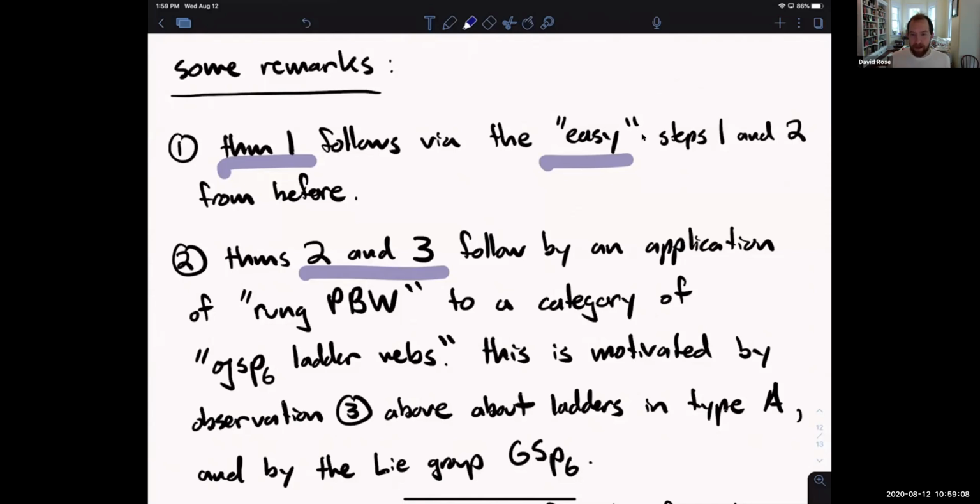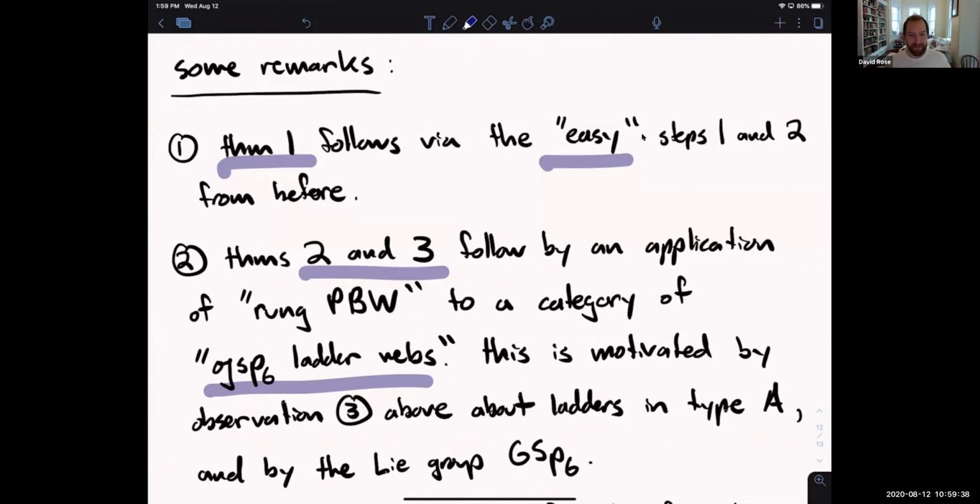And we actually apply it not to this category, but to a related category of GSp6 ladder webs. So again, we took inspiration from the fact that in type A, Howe duality is really a GL thing, not an SL thing. And I think for a day, we thought we invented something new, GSp. And then of course we did a Google search and realized that some people have been thinking about the Lie group GSp for years.